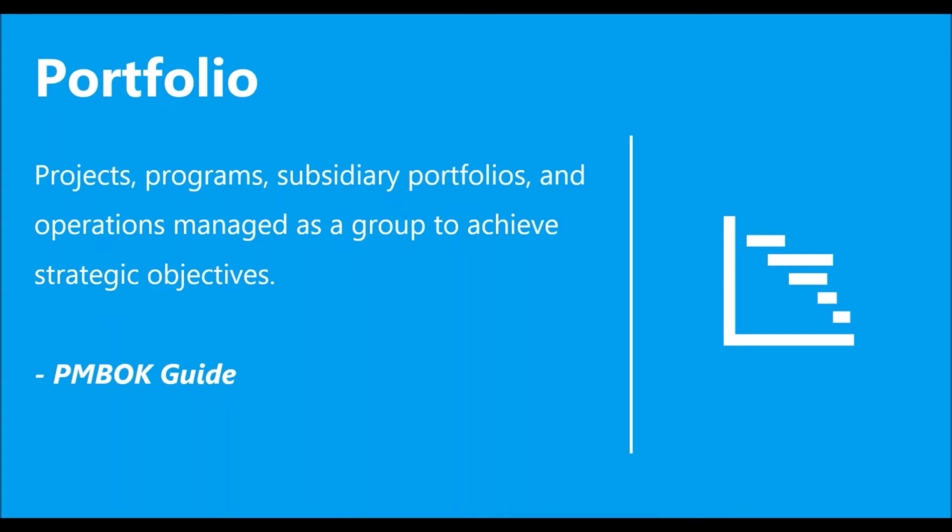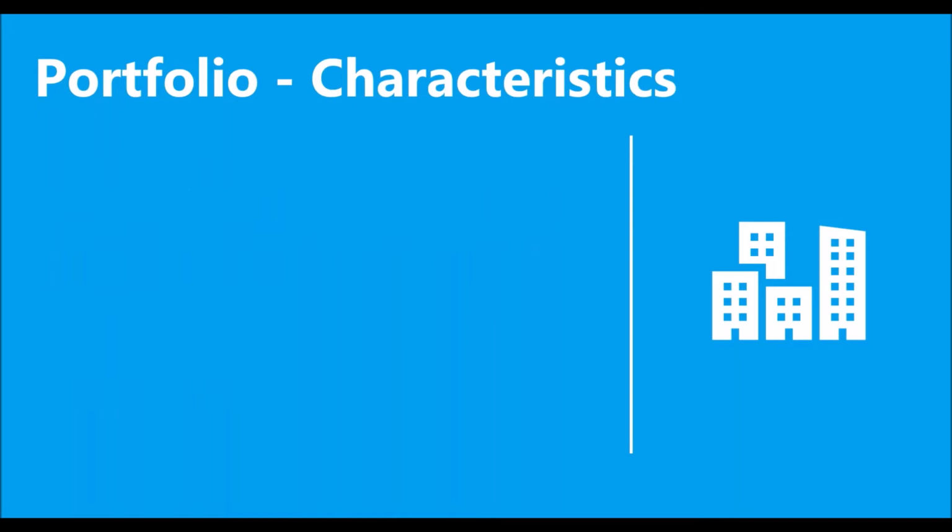Portfolio, right? So that's next in hierarchy. So we talked about project, we talked about programs. Next in hierarchy comes portfolio, right? So what does PMBOK define it as? Projects, programs, subsidiary portfolios, and operations managed as a group to achieve strategic objectives. Okay. So what are the characteristics of a portfolio? It has projects and programs, but need not be related.